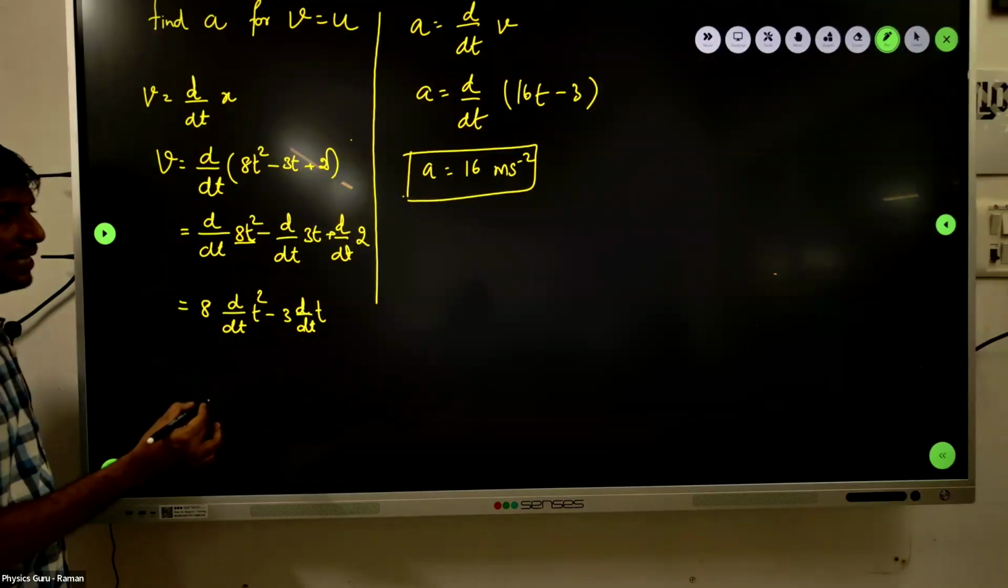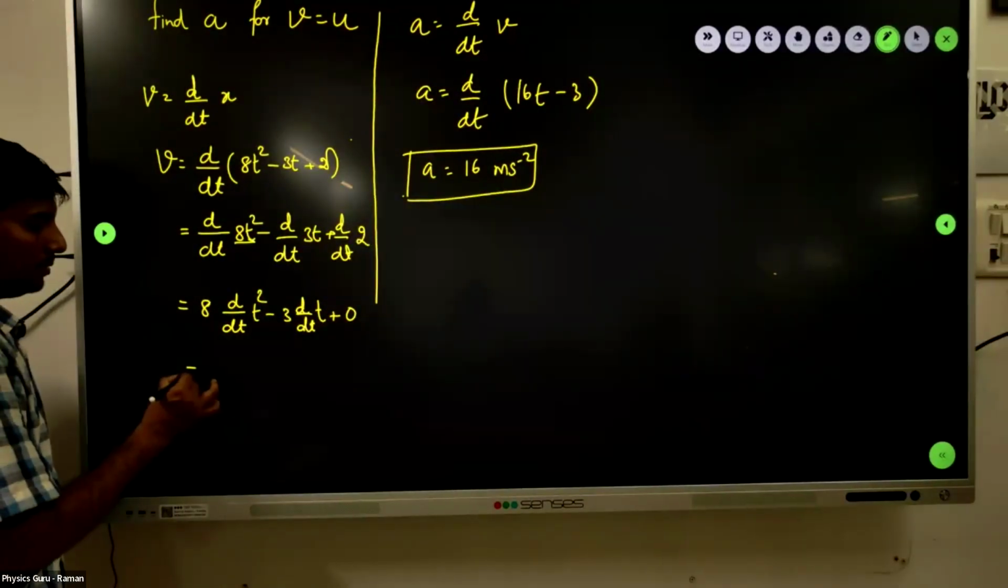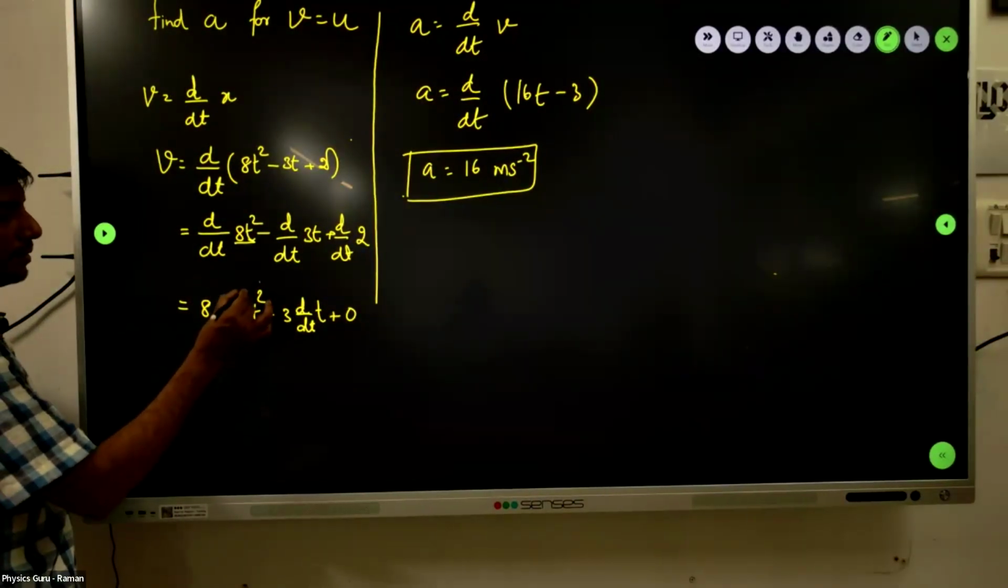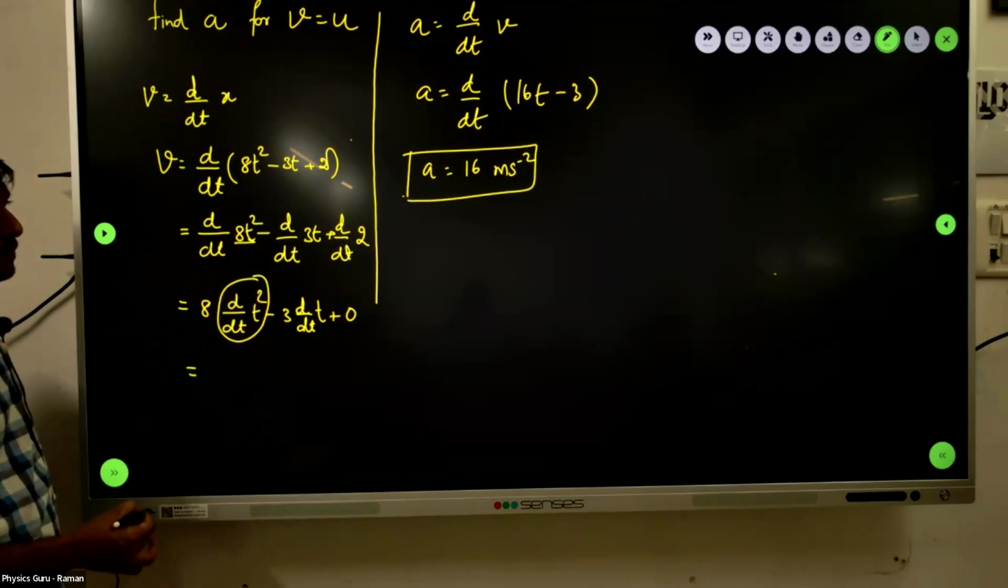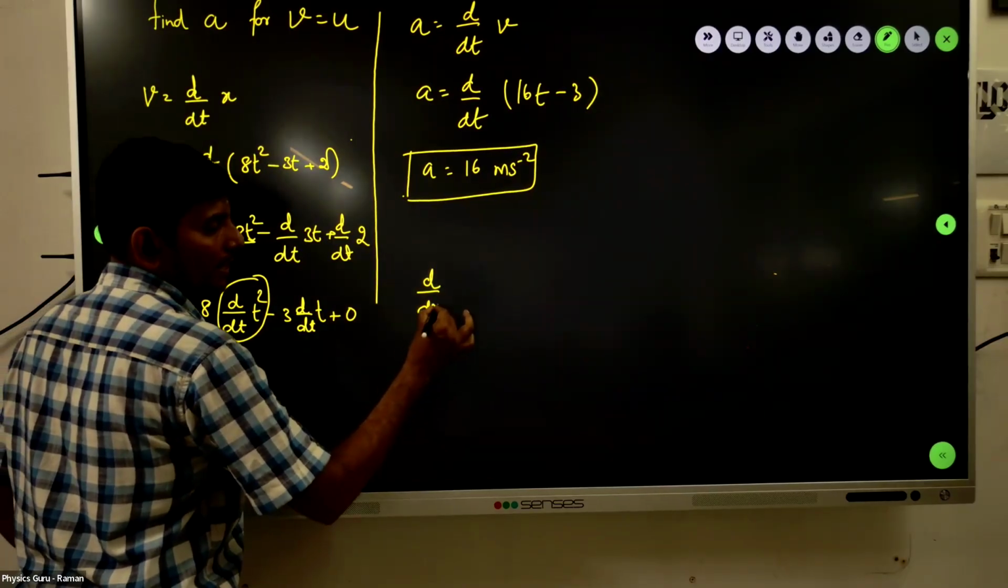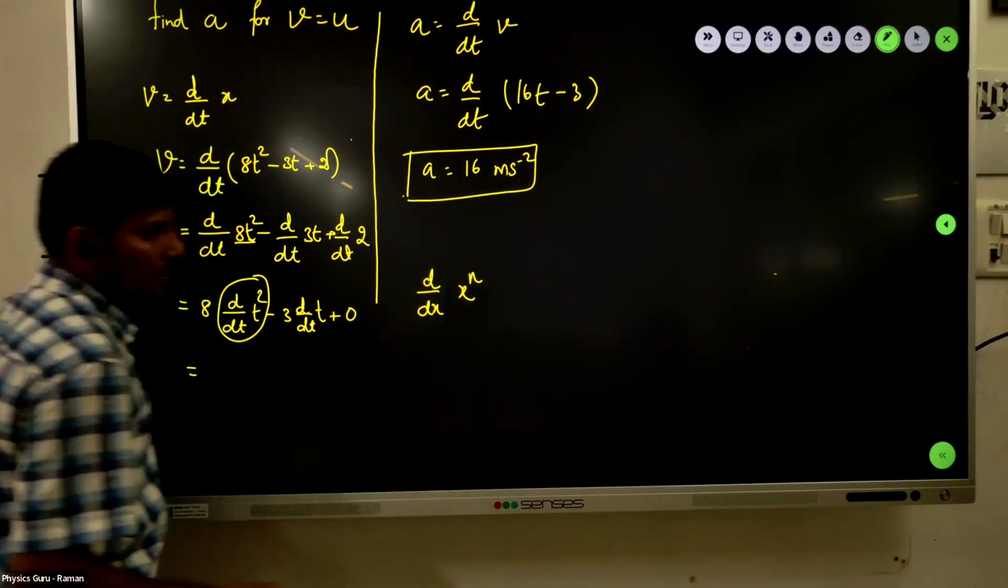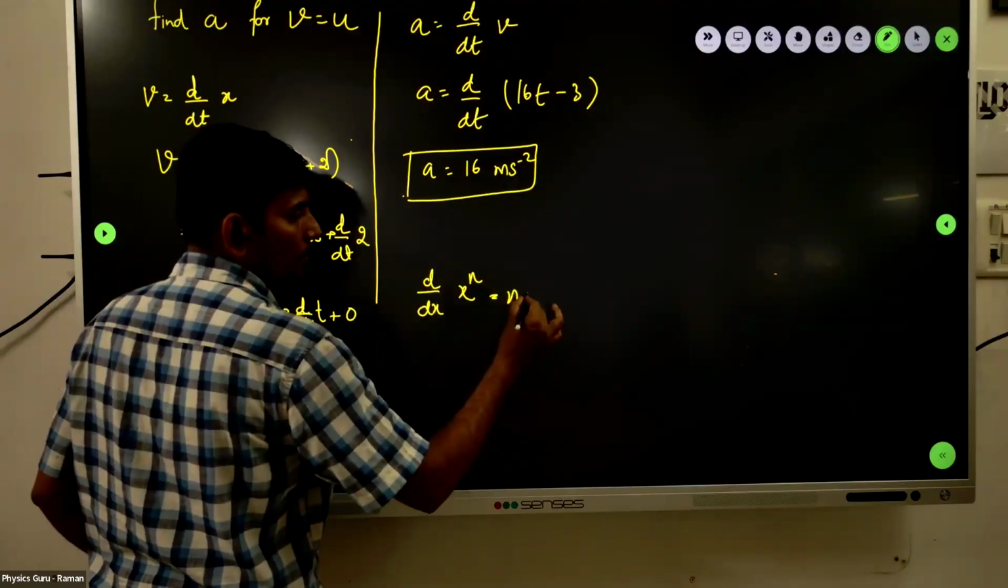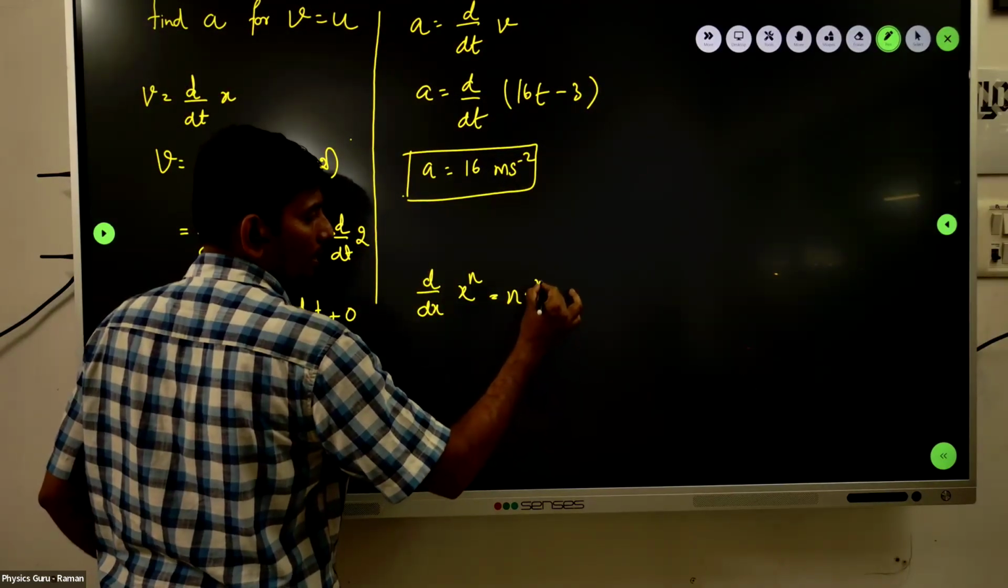You should not say 'into t', you should say 'd by dt of t', okay? Okay, sir. Next? 0, sir. Very good. This is 0. Now how does this look? It looks something like this. Does it look like d by dx of x to the power n? Yes, sir. If so, what formula will you use? n into x to the power n minus 1. Can we do that now?